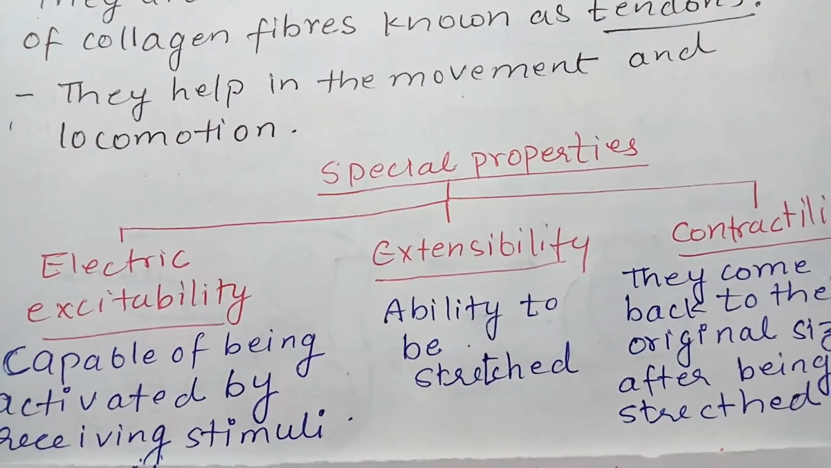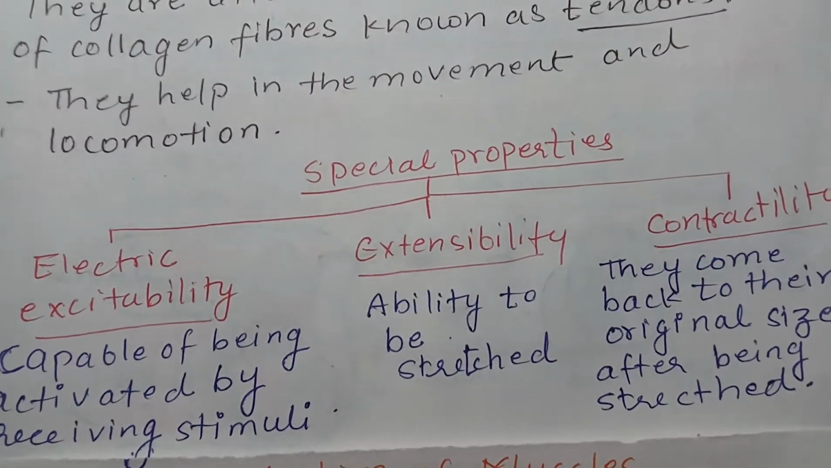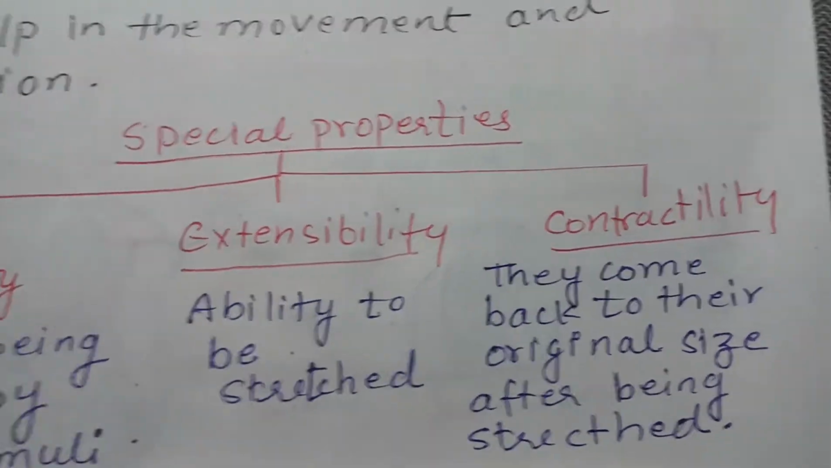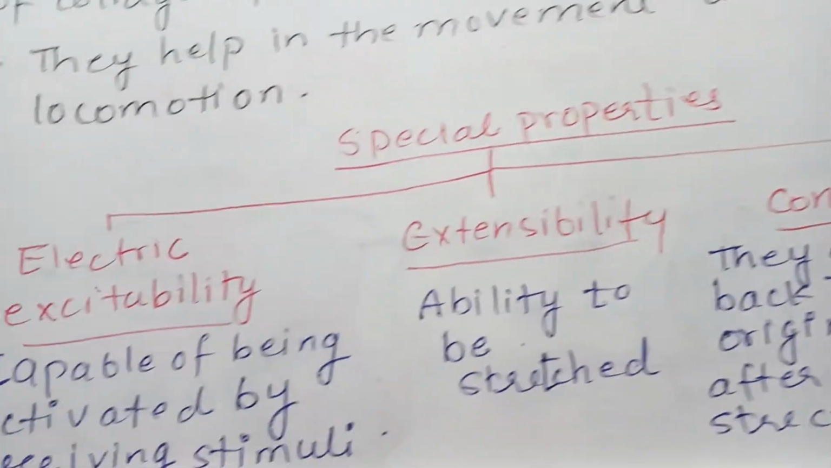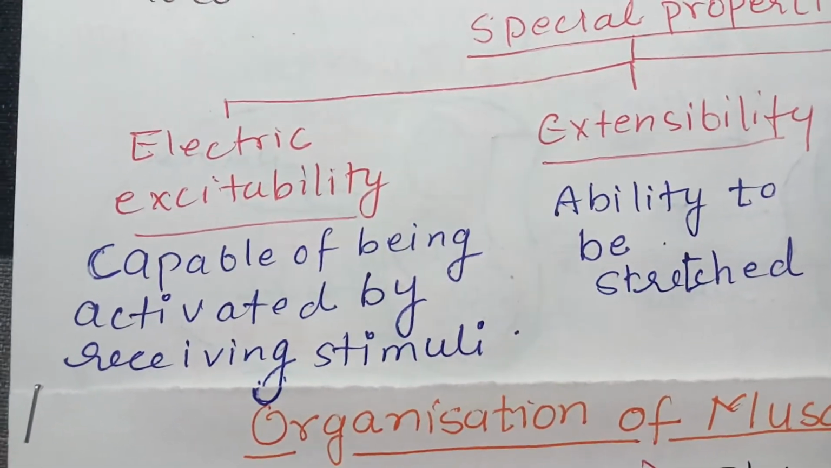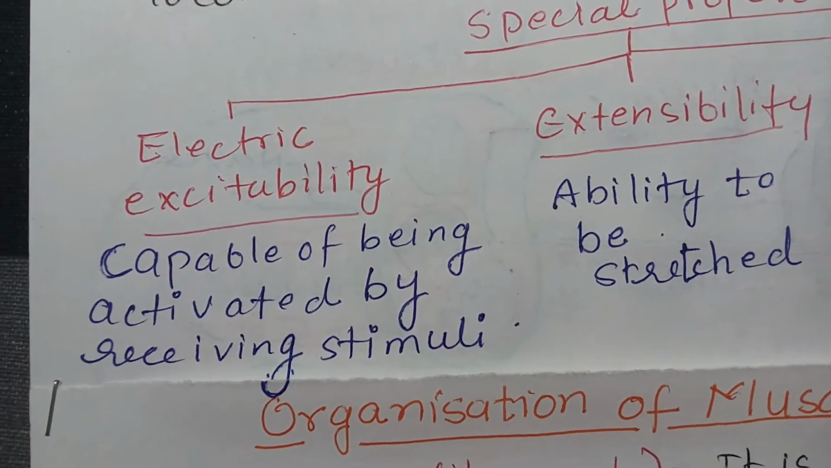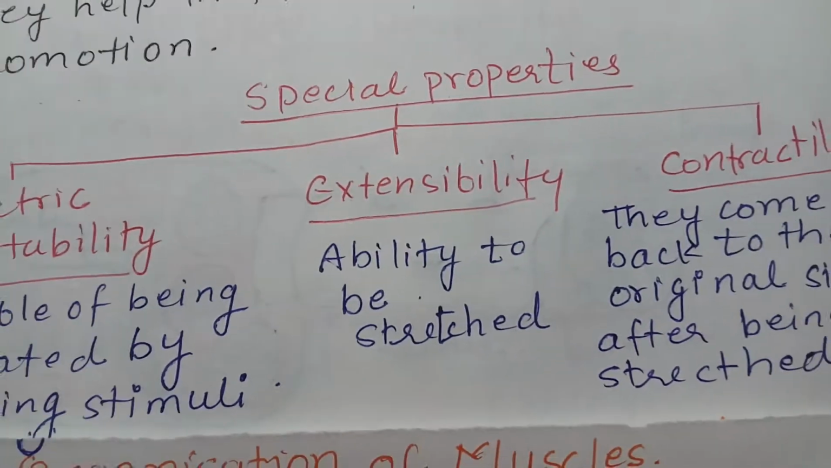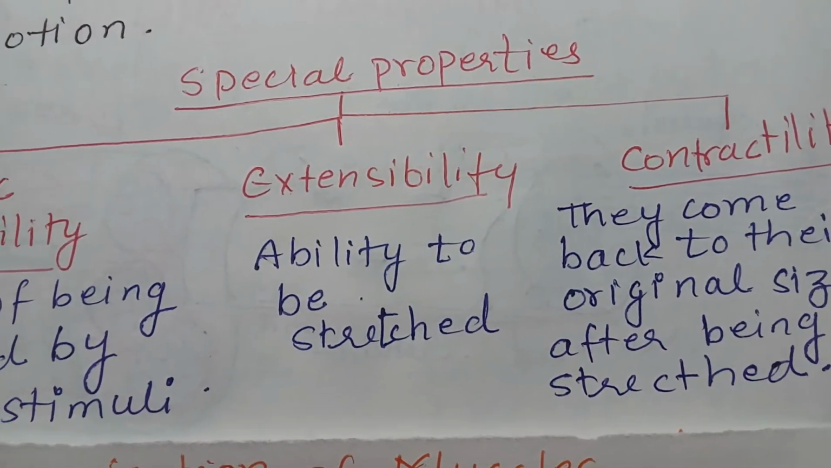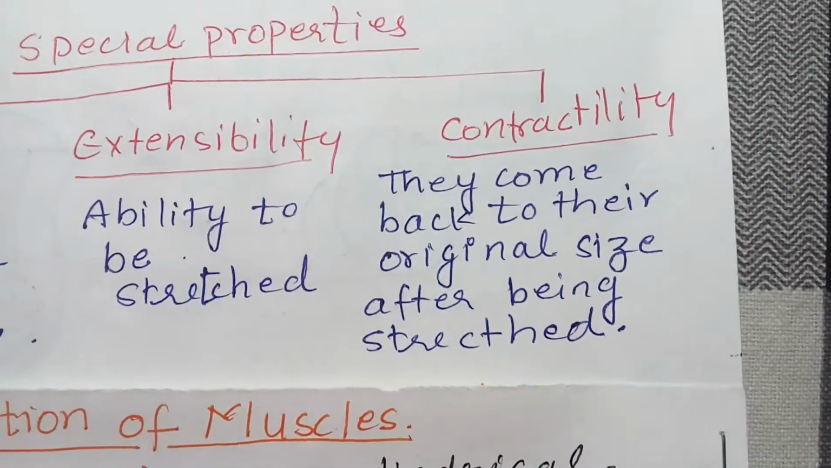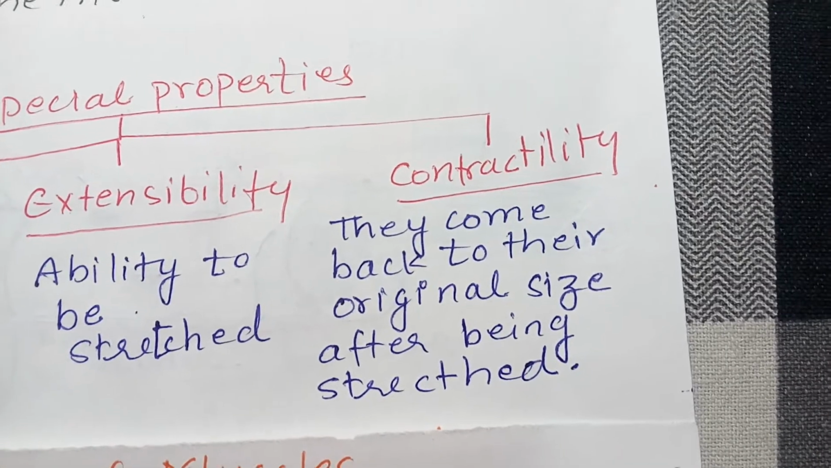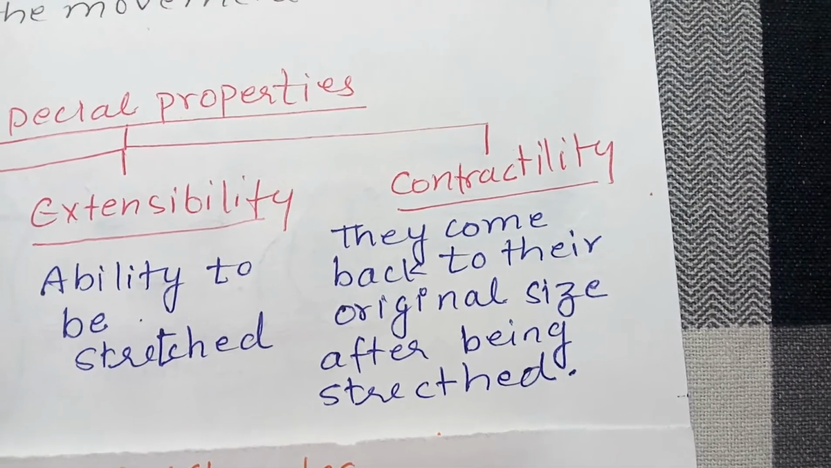Now, what are the special properties of these skeletal muscles? They are electrical excitability, extensibility and contractility. Electrical excitability means they are capable of being activated by receiving stimuli. Extensibility means ability to be stretched. Contractility means they come back to their original position after being stretched.